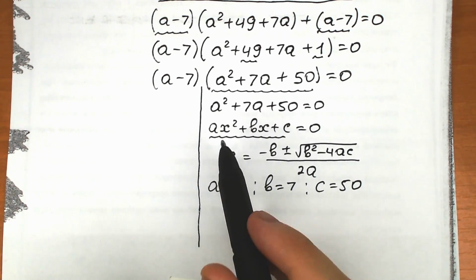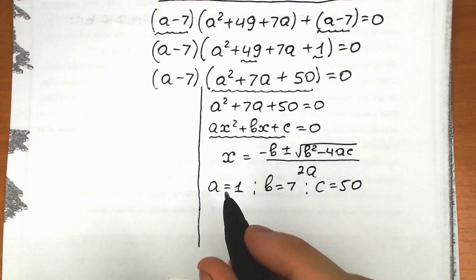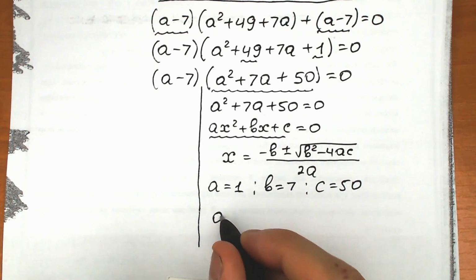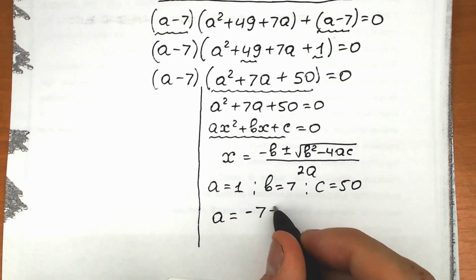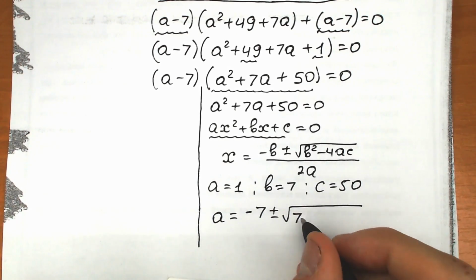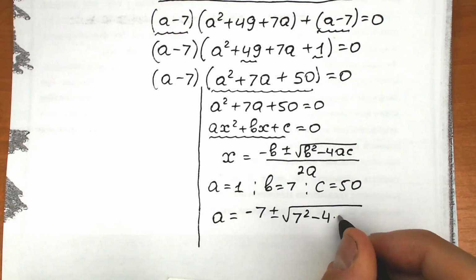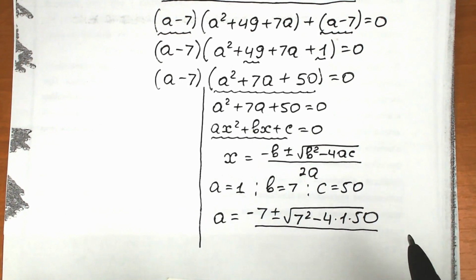But in our case, we work with a right here. So let's work with a, in our case, not x but a. So we have a equal to minus b plus minus square root of b squared minus 4ac, so we have minus 7 plus minus square root of 7 squared minus 4 times 1 times 50, and all over 2a, which is equal to 2.